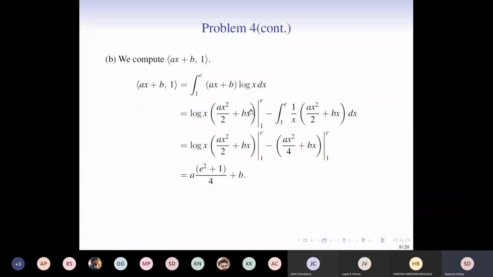Okay. Before that, we need to do one more integral over here. This is just normal computation. This will be ax by 2 plus b. So when we do that integral, it turns out to be this. And when you put the limits from 1 to e, it gives you this.